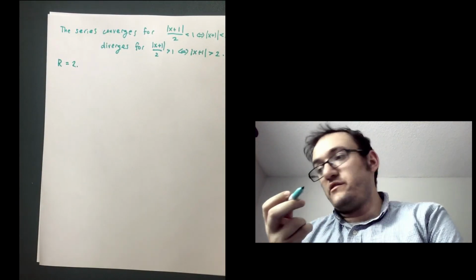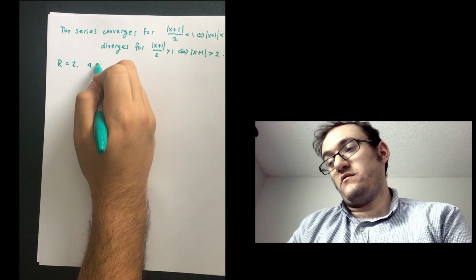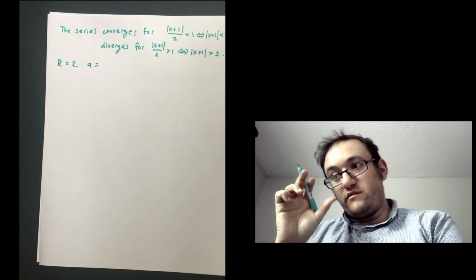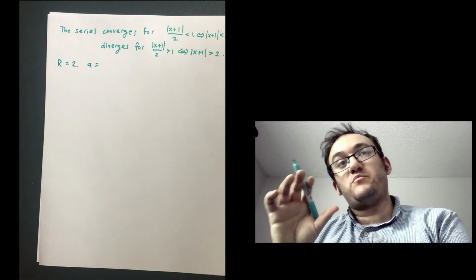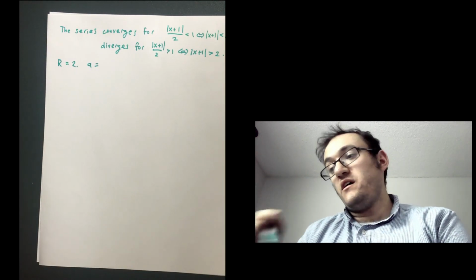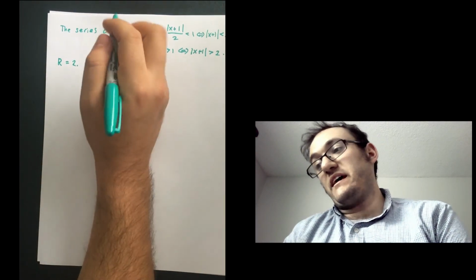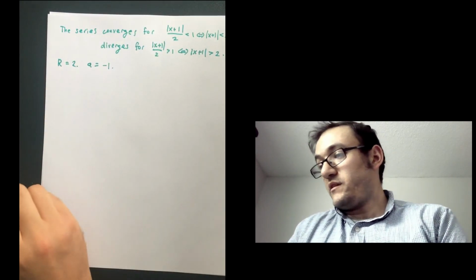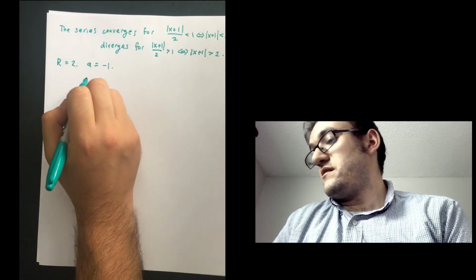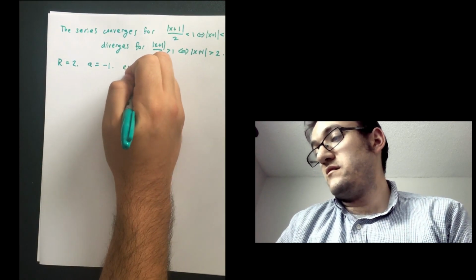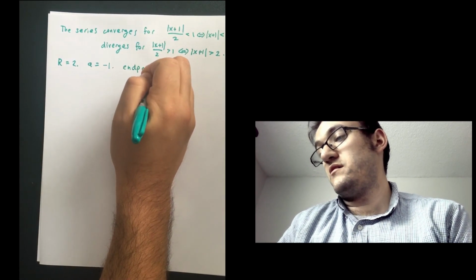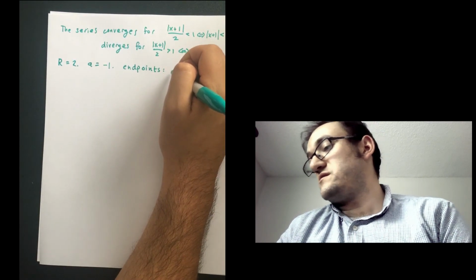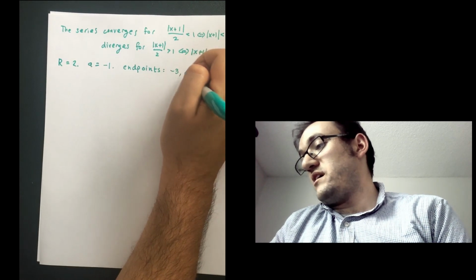What's the a for this series, by the way? Well, the expression with x is x plus 1 to the n. So that means it's x minus negative 1. So our series is centered at negative 1. And that means that the endpoints will be minus 1 plus 2 and minus 1 minus 2, which are minus 3 and 1.